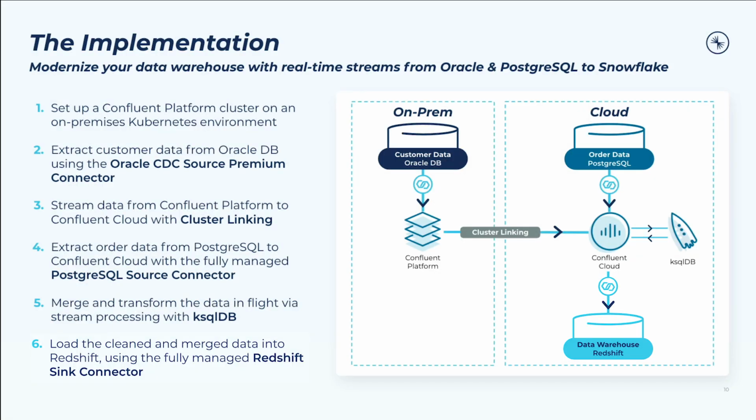Finally, we'll load the cleaned and merged data into Redshift using the fully managed Redshift sink connector, where the data science team can go do their thing, like creating real-time promotional recommendations. We're going to do all of that with some sample customer and order data. At the end of this session, we'll have run through everything you'll need to be prepared for your data warehouse modernization journey. And with that, let's look at this step by step.